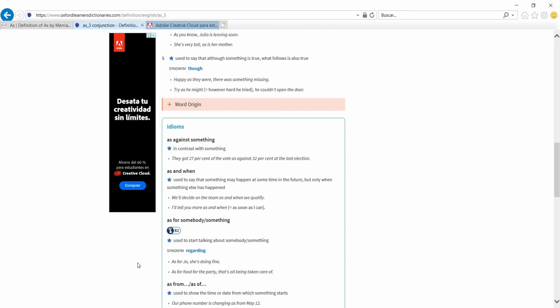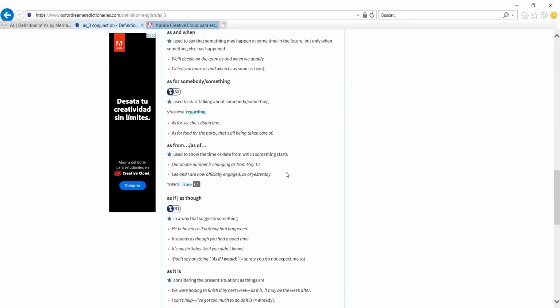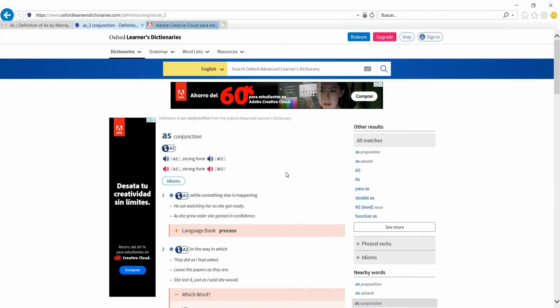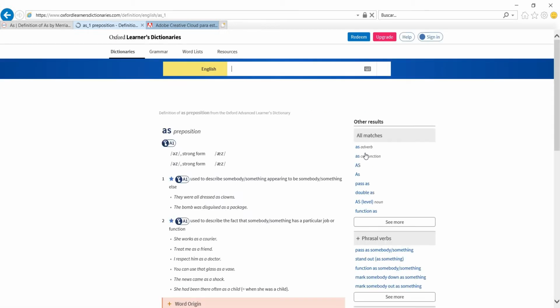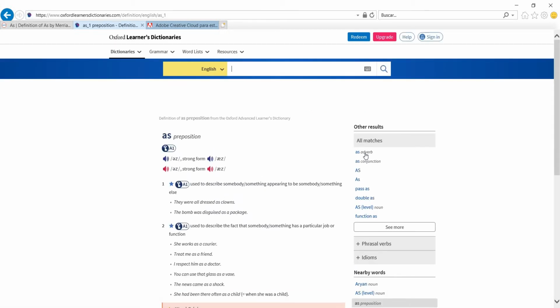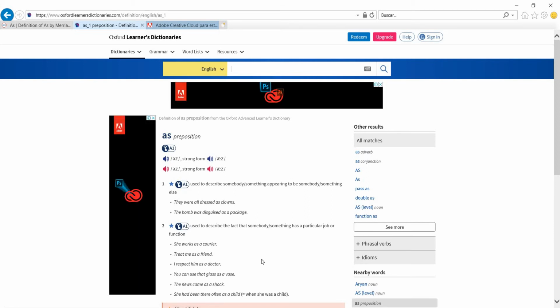Now, we can use as, it says here. Remember, I'm following Fowler, not these notes, right? We'll go back to these notes anyway. We can use as in the capacity of, right? So it is as a historian that he is best known. She is employed as a nanny. And in this case, as becomes a preposition, right? So that's a different use, right? Now she works as a courier, treat me as a friend, I respect him as a doctor, and so on and so forth.